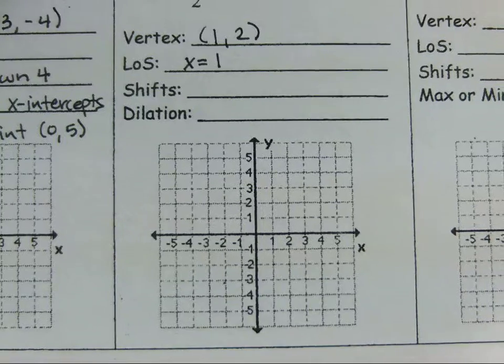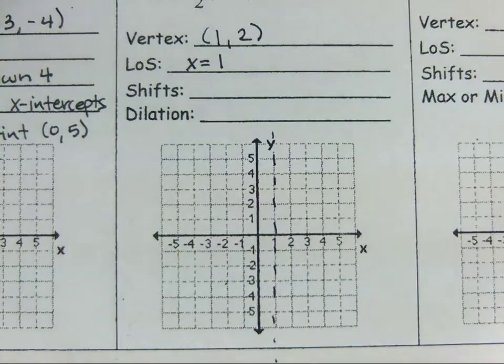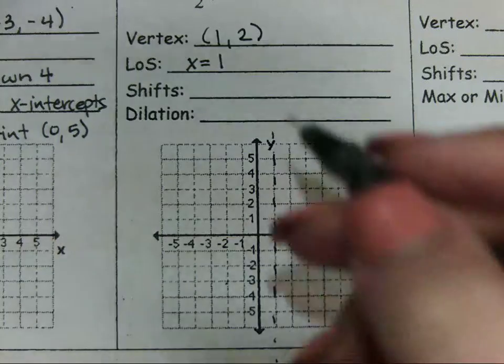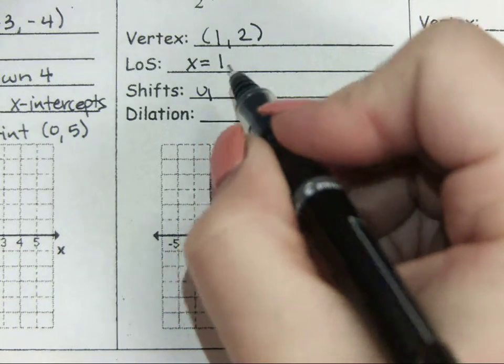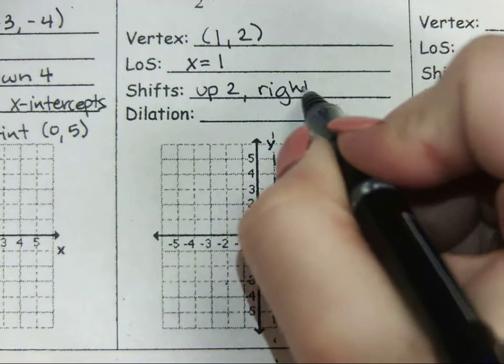Same thing over here. I will end up having an invisible vertical line of symmetry going through x equals 1. Don't make that solid. It's invisible. So my shifts, I'm going to need to go up 2. I also need to go right 1.